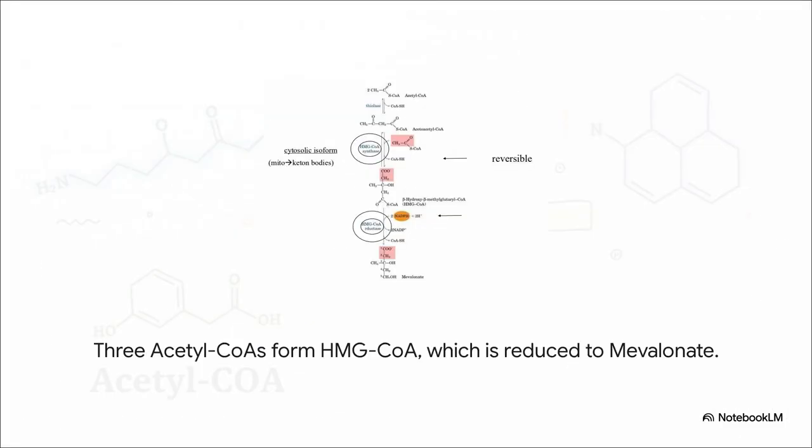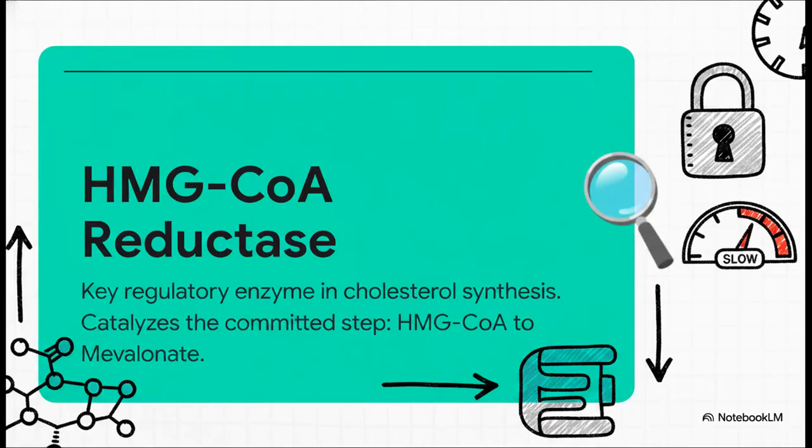So this journey starts by taking 3 of those acetyl-CoA molecules and stitching them together. That creates a really important 6-carbon intermediate called HMG-CoA. This might sound a little familiar, actually, because this same molecule is also used in making ketone bodies. But the very next reaction, this is the crucial one. This is the point of no return for cholesterol.